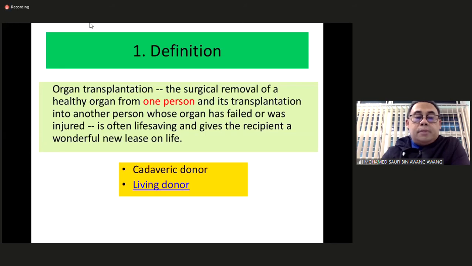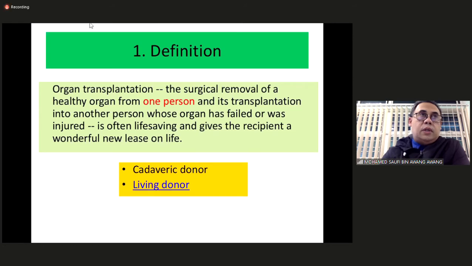Okay. And when we talk about organ transplantation, there are two kinds. One is the cadaveric donor, which means a patient is declared to be brain death, and maybe the patient is an organ donation pledger, or it is the family's wish that the patient become the organ donor.